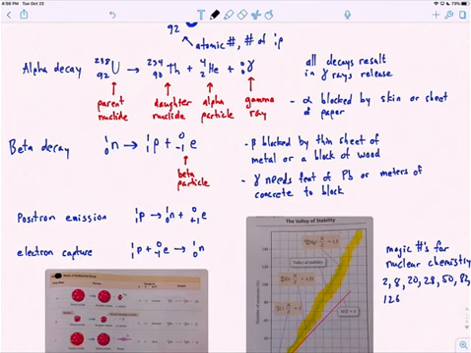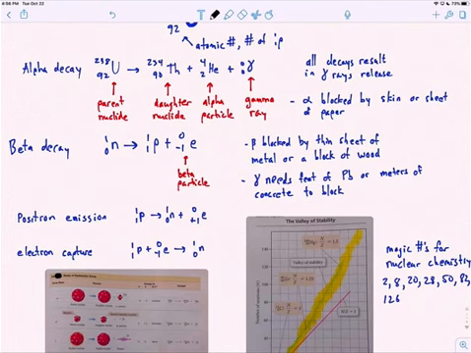Beta particles: one thing, alpha decay decreases the atomic number by 2. Beta decay increases the atomic number by 1. So remember, an element is defined by the number of protons. So this is how you can get different elements being formed.